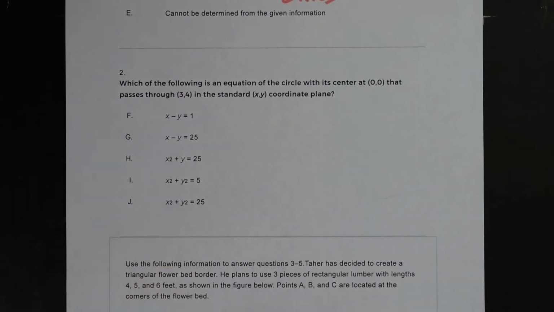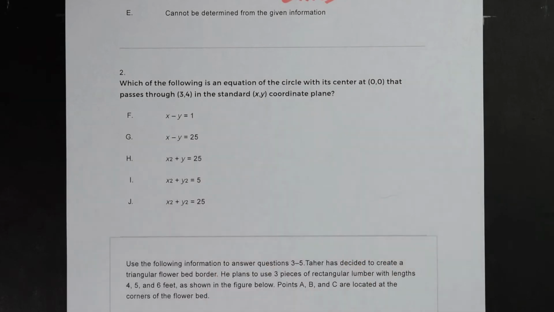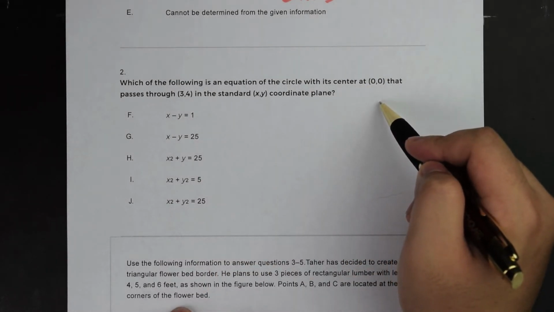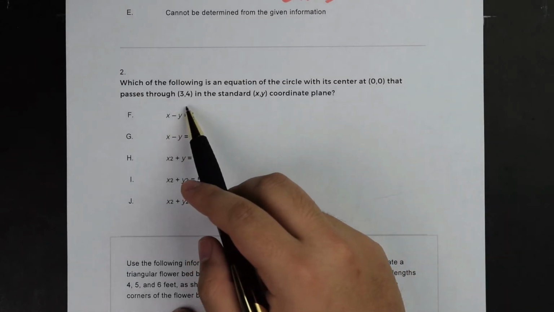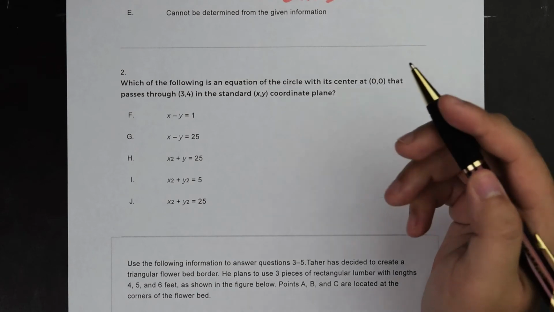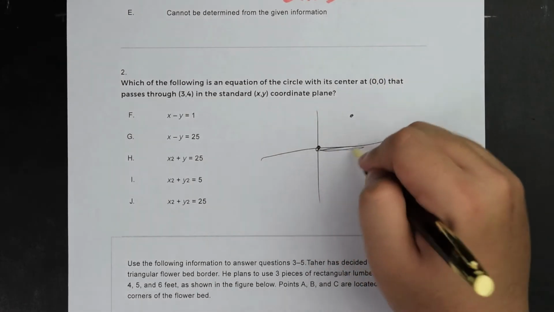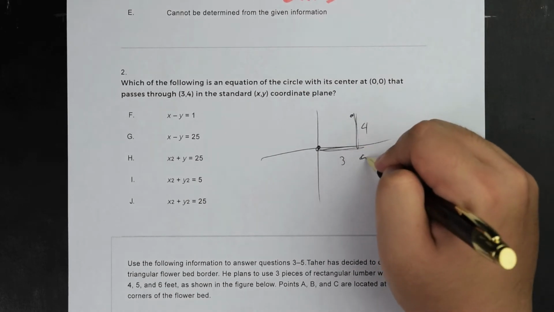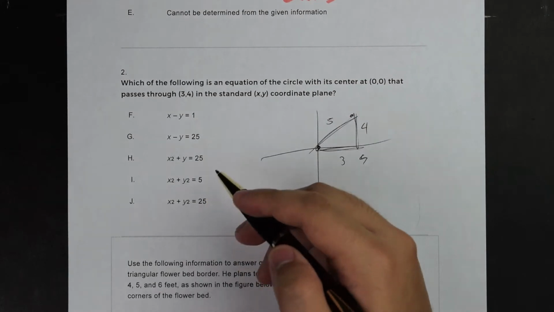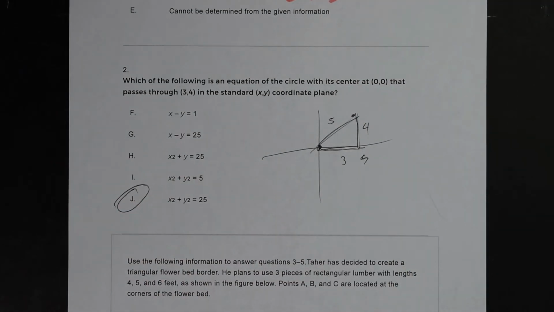And now for me to continue on to number 2. So number 2, which defines an equation of the circle in which its center is at 0, 0, that passes through 3, 4, in the standard form. Okay, 3, 4. Okay, that means it's 5. The radius must be 5, so 25. X squared plus y squared equals 25. Okay, so for number 2, my final answer is going to be J.